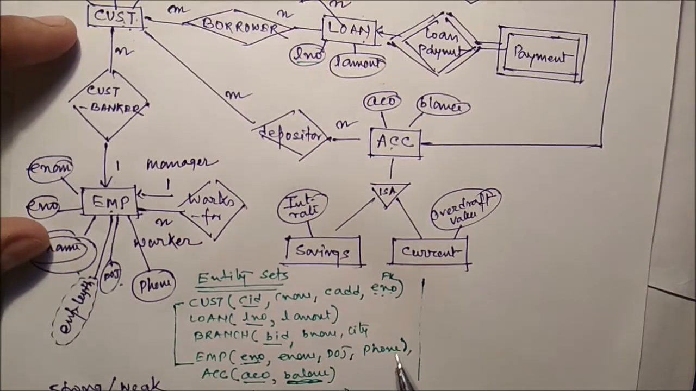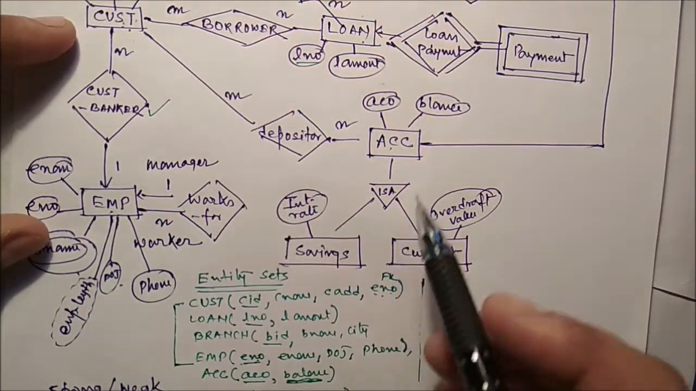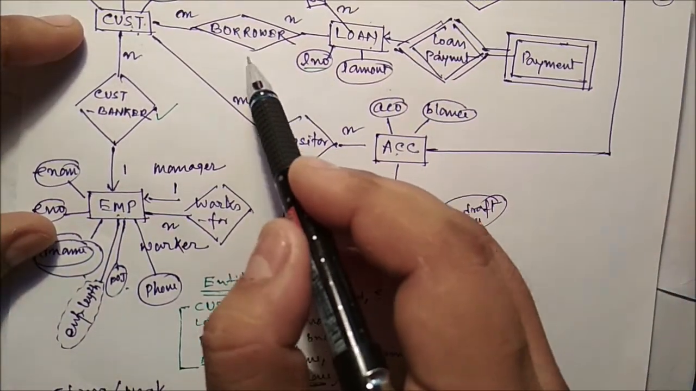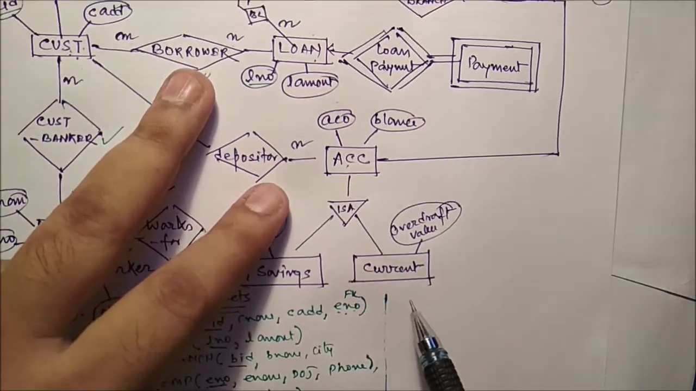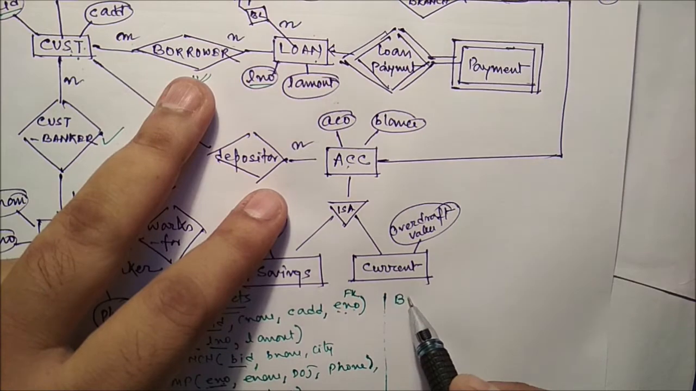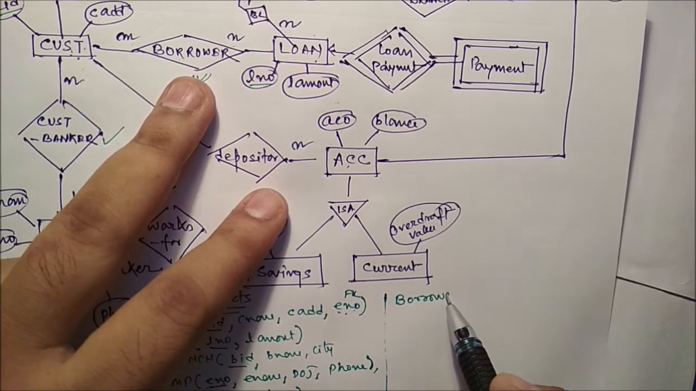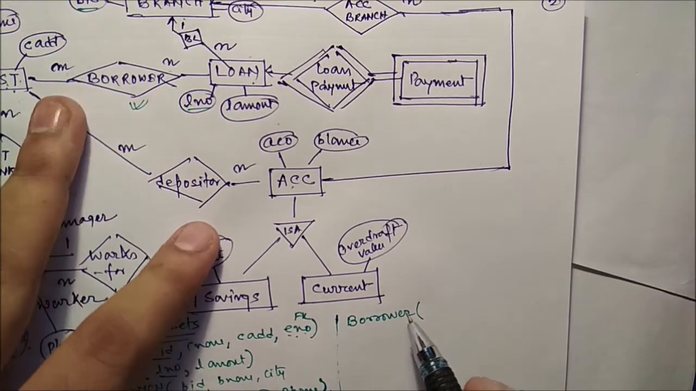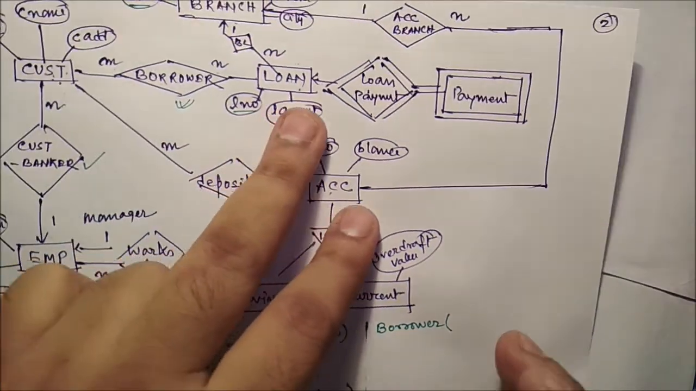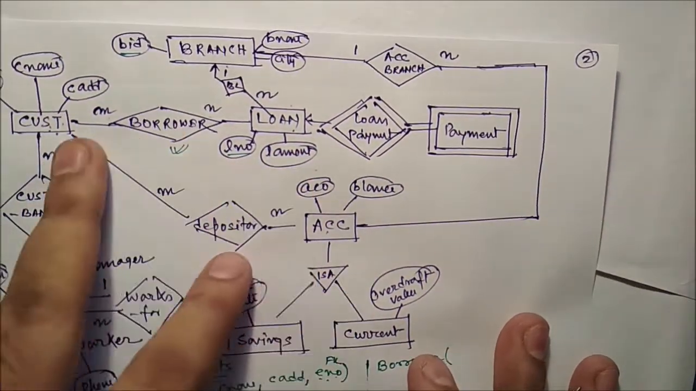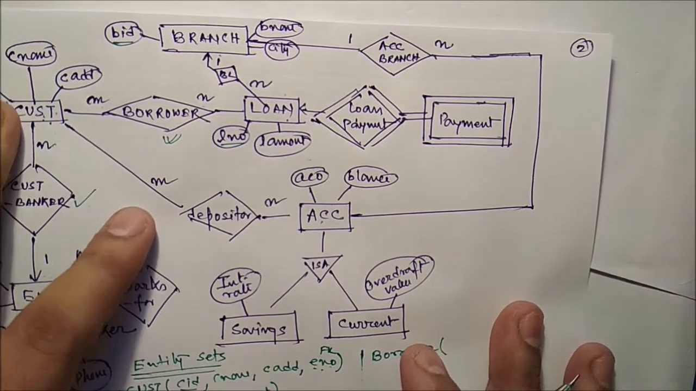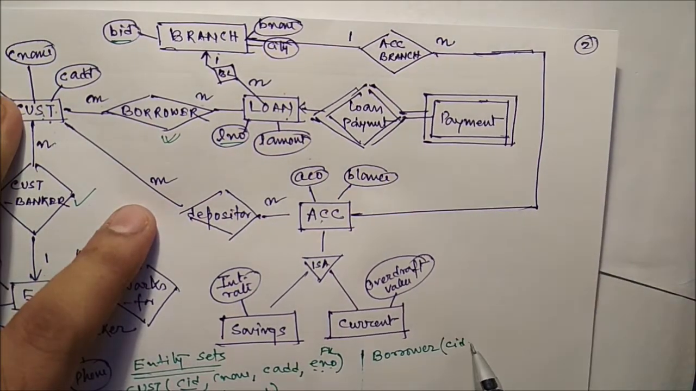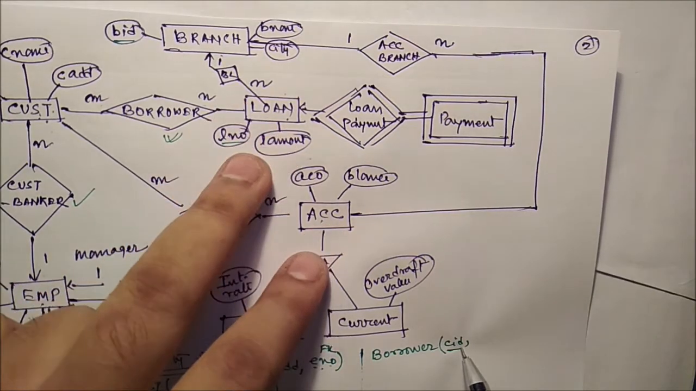Next, this one is over. The next relationship is bank borrower. It is m to n. That means here we need another table. For borrower we need another table because it is m to n. Here I have to put the keys from both the entity sets. Now here we need customer ID and the loan number.